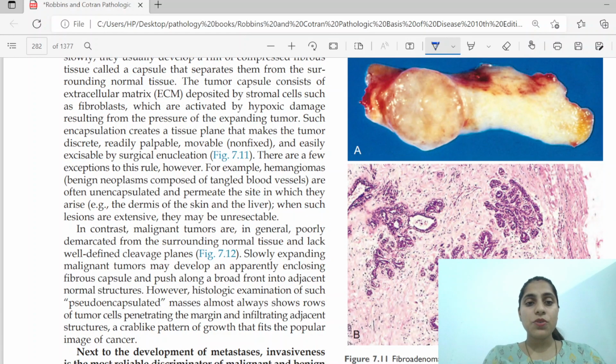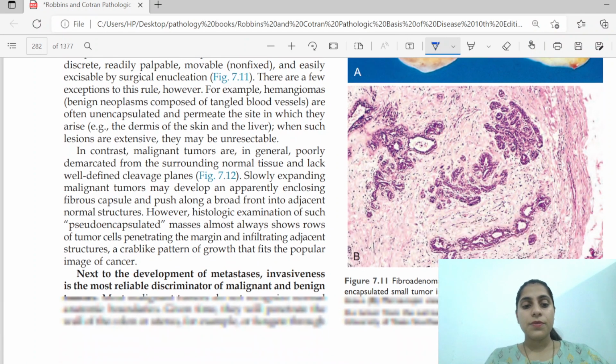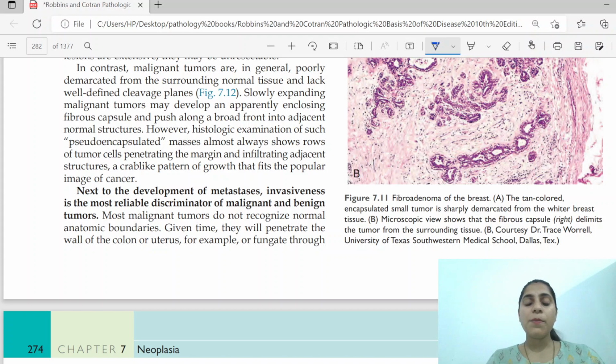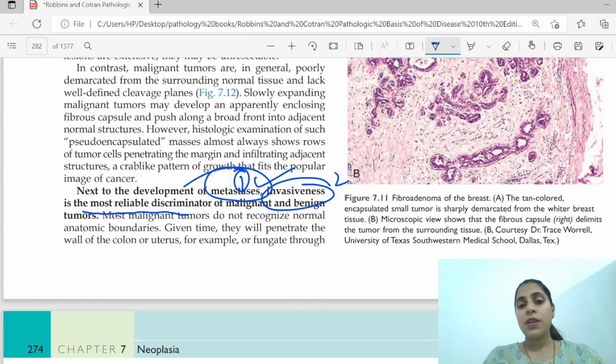The tumor capsule usually consists of extracellular matrix deposited from the stroma cells such as fibroblasts, which are activated in hypoxic conditions. So next to the development of metastasis, invasiveness is the most reliable factor. So I told you the metastasis is the most reliable thing about the malignancy, and the second most important thing is invasiveness.